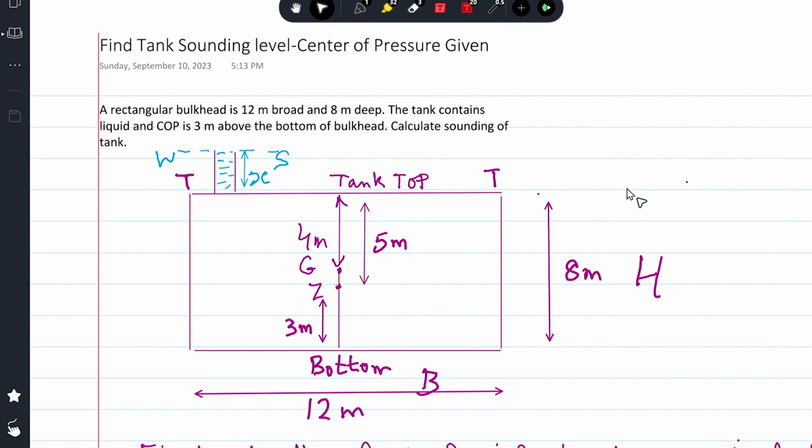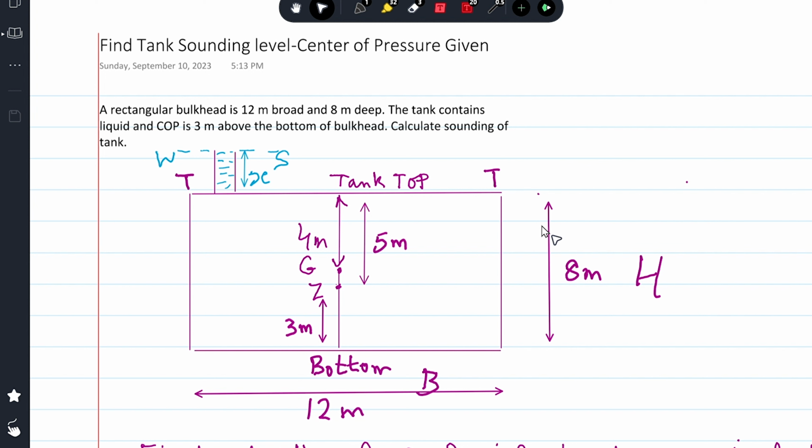This is another video on center of pressure chapters. The question here is about finding the tank sounding level. Most of the questions are where sounding is given, but we have to find the center of pressure. But in this question, center of pressure is given, and we have to find the sounding level. So this is a different approach, a different procedure. We should be aware of this because this is from past MMD papers.